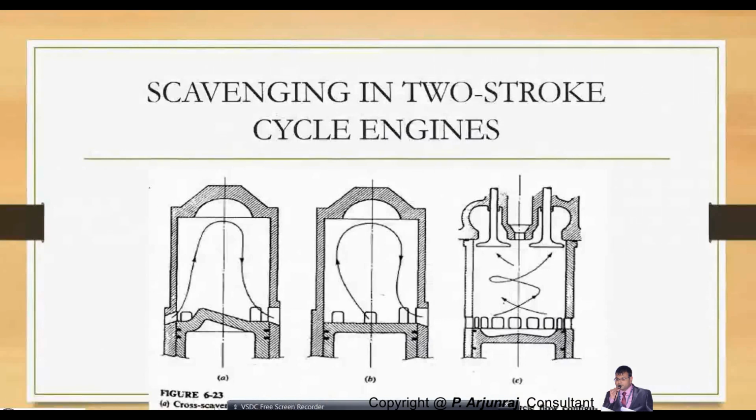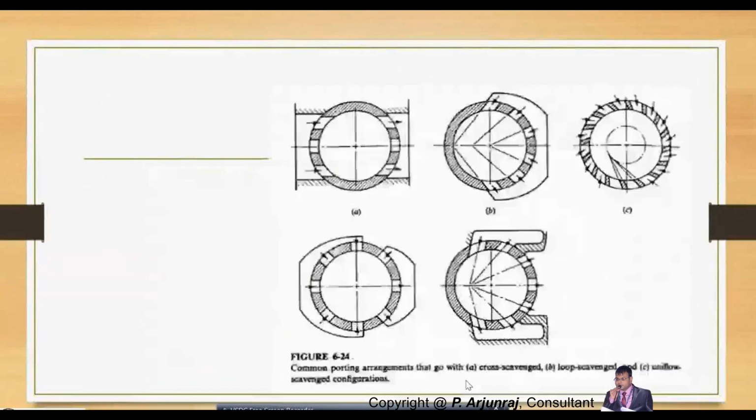I also explained about the scavenging. You have the loop scavenging. You see how it forms the loops, and you also have the uniform scavenging system. Each system has different advantages and disadvantages. These details are also given in the book. You can look into it.